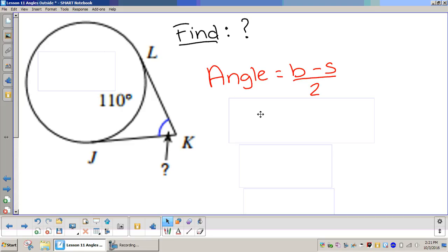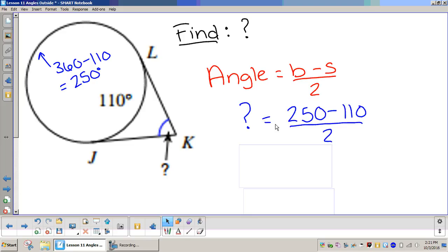It's not as obvious here what the big arc is. We know the small arc is 110. There's only two arcs in this circle created by these two tangent segments. The whole circle is 360 degrees, and the small arc is 110, so if we subtract 360 minus 110, we can find out that the big arc is 250.